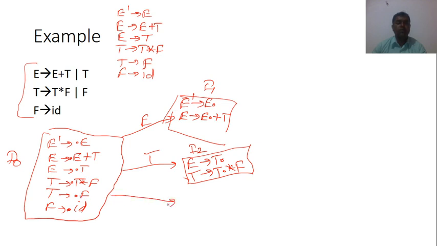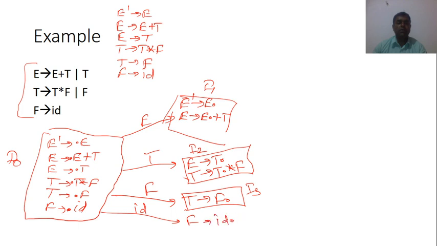Now I can read F here. Just read F. What will you get? T derives to F dot. This becomes your I3. Here I can read id. Just read id. You will get F derives to id dot. This becomes your I4.